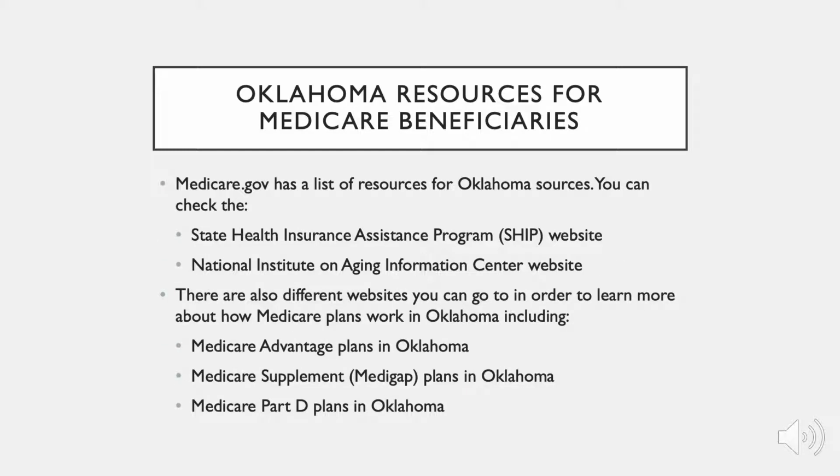And then some Oklahoma resources that I found for Medicare beneficiaries. Medicare.gov has a list of resources for Oklahoma specifically. You can check the State Health Insurance Assistance Program website, and the National Institute on Aging Information Center website. And there are also different websites that you can go to in order to learn more about how Medicare plans work in Oklahoma, including Medicare Advantage plans in Oklahoma, Medicare Supplement or Medigap plans in Oklahoma, and Medicare Part D plans in Oklahoma.